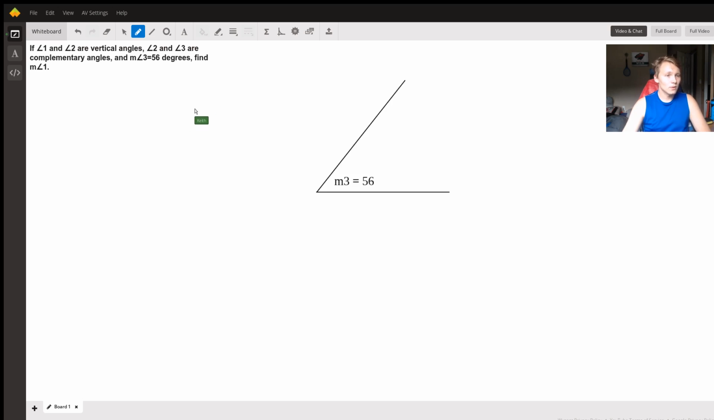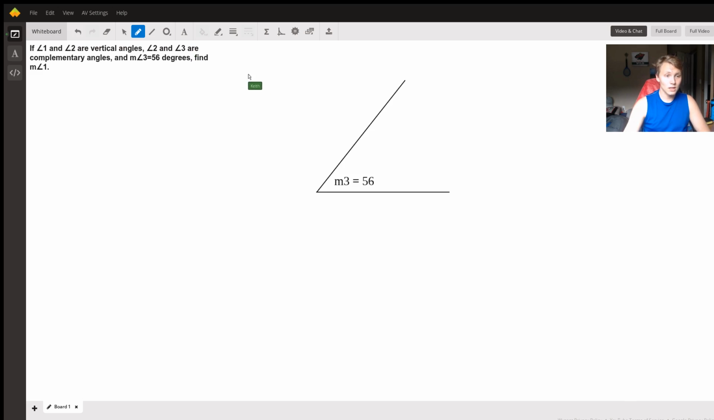And now we know several other things. We know that angles 2 and 3 are complementary, and angles 1 and 2 are vertical angles. Well, we don't know anything about 1 and 2, but we do know something about 2 and 3. 2 and 3 are complementary. Now, complementary angles, we know, add up to 90 degrees.